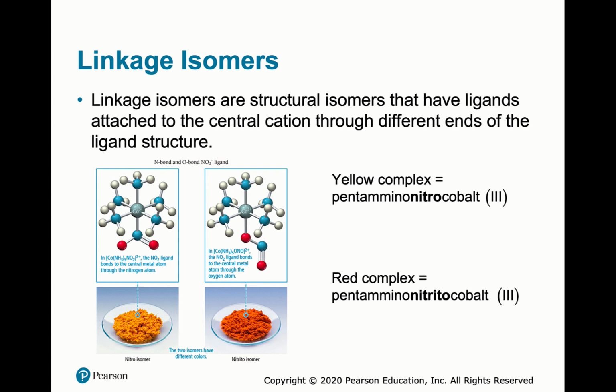So here in this compound on the left, you have the nitro, and it is connected through the nitrogen atom. The one on the right is connected through the oxygen atom, and there is actually a bit of a difference here. So the first one, it's five ammonia, so pentaammine, and then just nitro for the NO2, cobalt(III). And then same thing but a different connectivity. So it's pentaammine but nitrito cobalt(III).